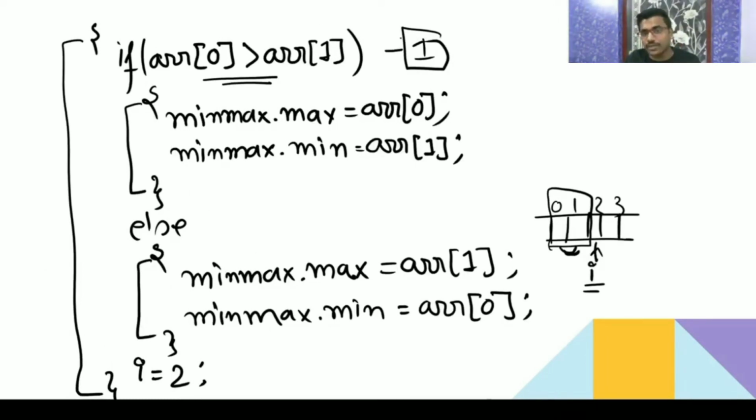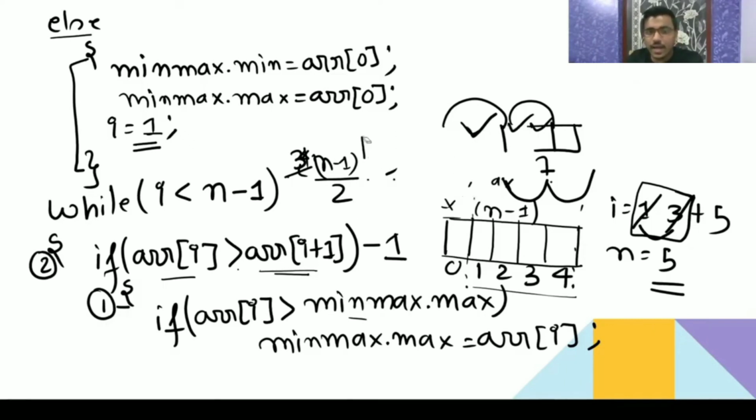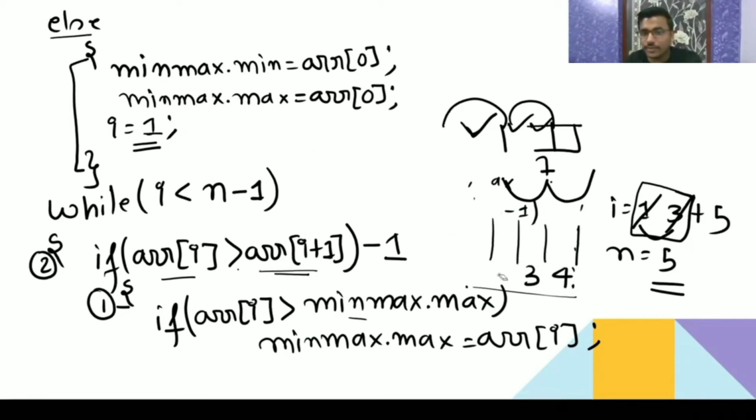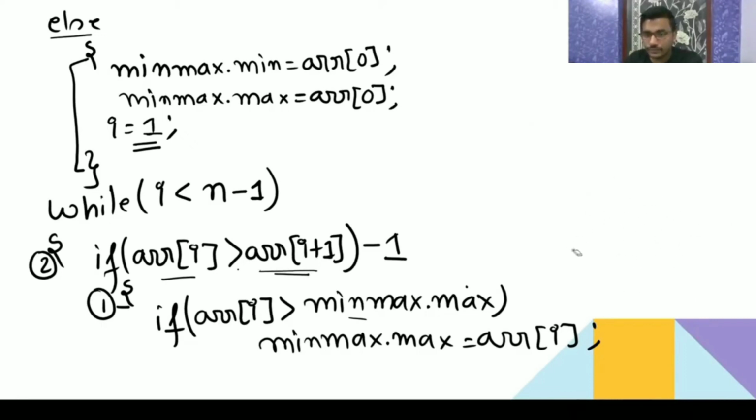So you have done one comparison, and you have started the loop, meaning you have set I equal to 2. So one comparison, then I equal to 2. Okay, now tell me, how many elements will be left when it is even? When it is even, how many elements will be left? Please tell me, because I have done one comparison in the beginning.